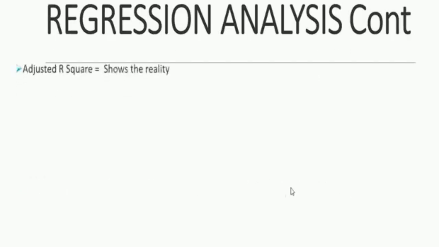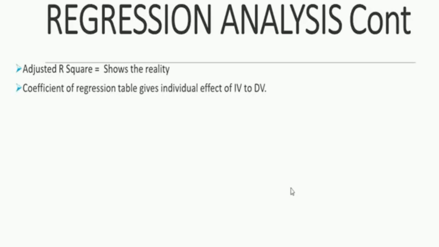Next is adjusted R square. Adjusted R square shows the reality of your variables, the relationship with each other. Then it also shows the coefficient of regression table, which tells you the individual effect of independent variable on dependent variable. Then it shows a significant value, which is called p value. Then it shows the t value. T value should be -2 or more.